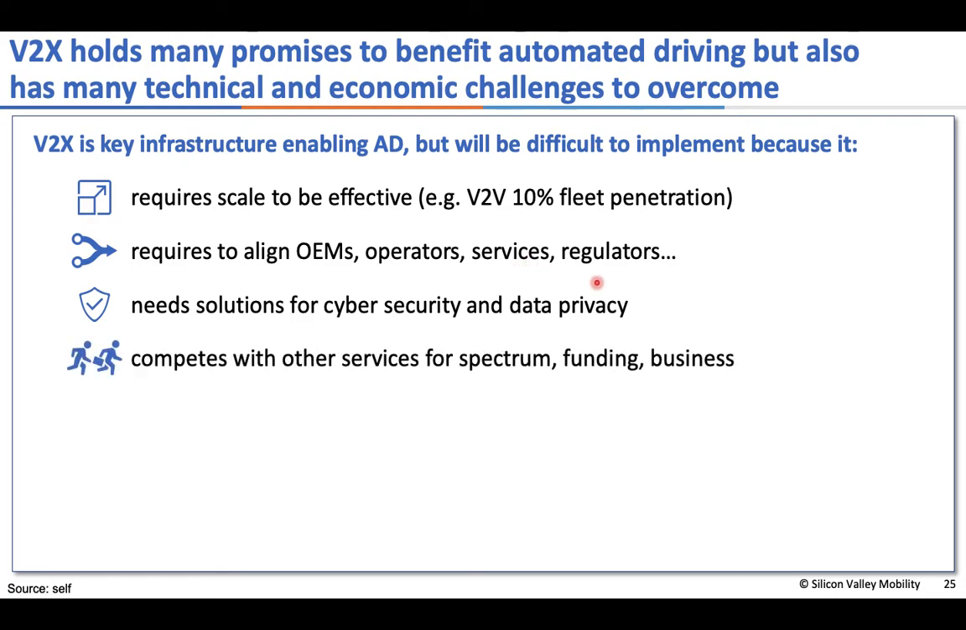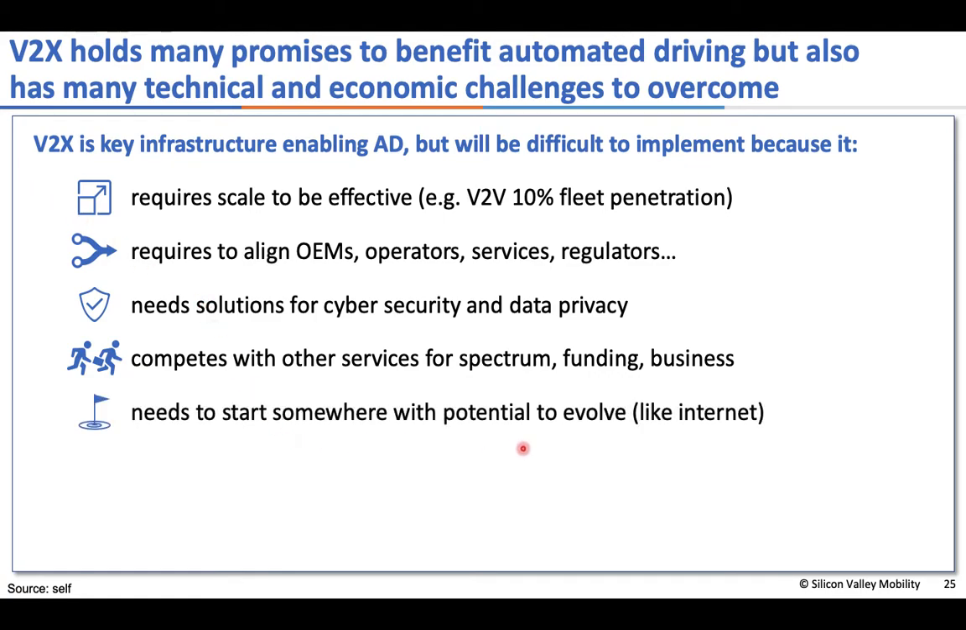Cybersecurity and data privacy need to be figured out. And there's a spectrum reserved by the FCC here in the United States, but now there's competition from internet companies and cell phone companies to use this communication spectrum for other applications, and they are willing to pay for it, whereas it has been reserved for traffic since the late 1990s, but it's not happening. So we've got to see for how much longer we can keep that reserve. But you have to start somewhere, and then it might evolve over time.